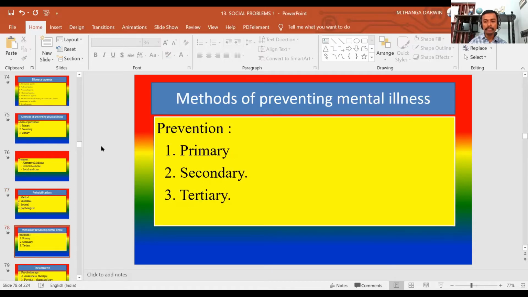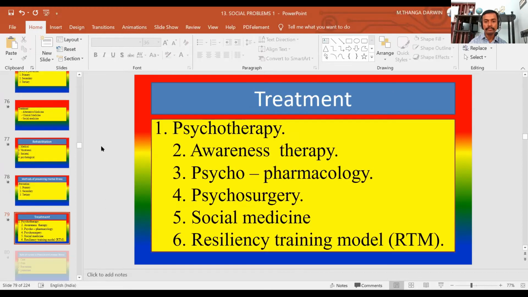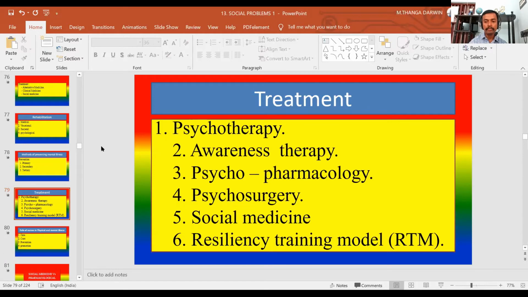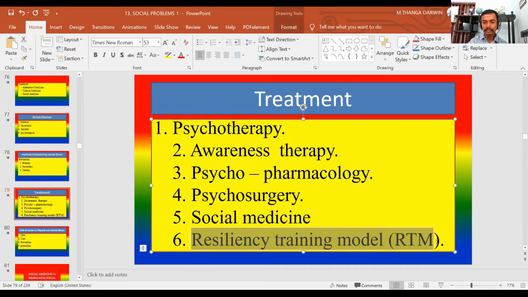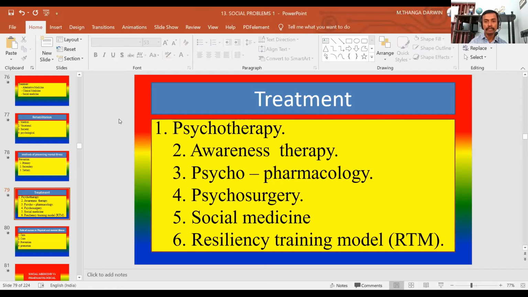Methods to prevent mental illness: primary prevention, secondary prevention, tertiary treatment for mental illness: psychotherapy, awareness therapy, psychopharmacology, drugs, psychosurgery, social medicine, then resilience training model. So resilience is very, very important. Flexibility, we need to change our life according to situations for mental health.